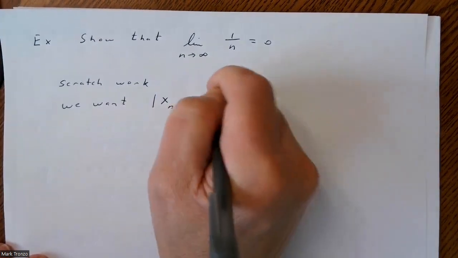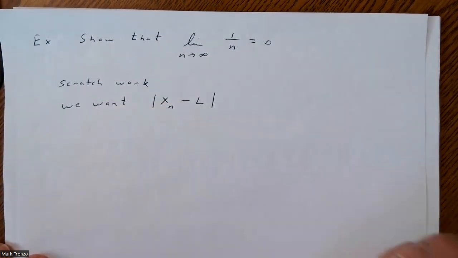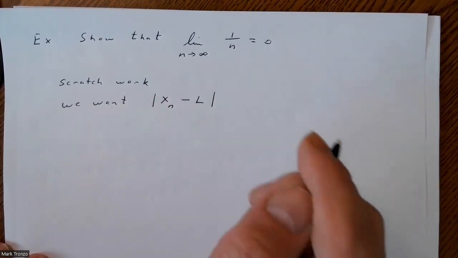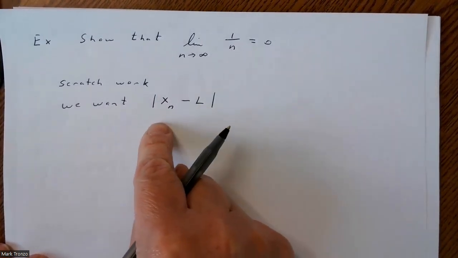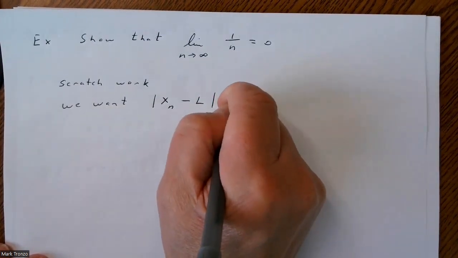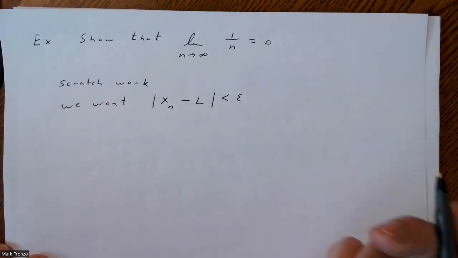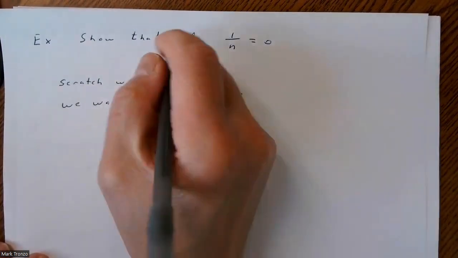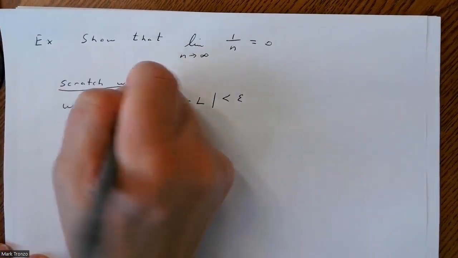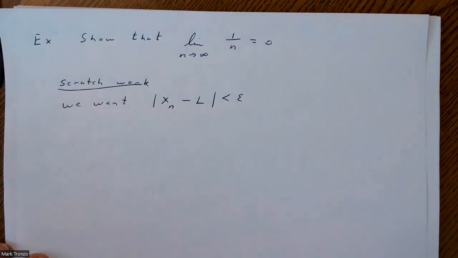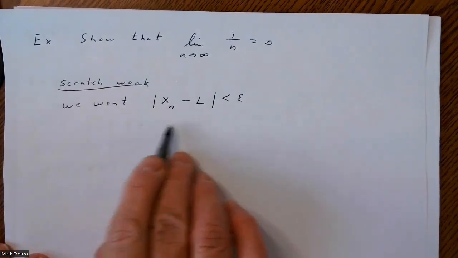So I'm going to call it L, rather, because before in the definition it had X, but I'm going to put L so that we can see this a little bit better. So we want xn minus L to be less than epsilon, so we're going to pick an epsilon. And we want to try to get to this point.